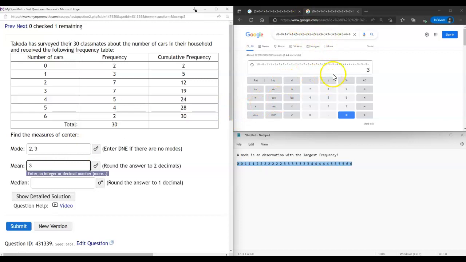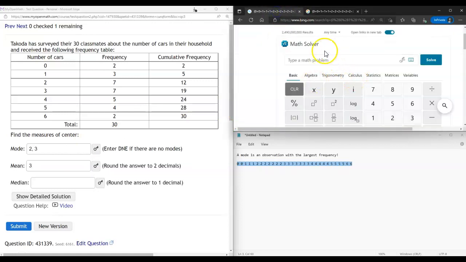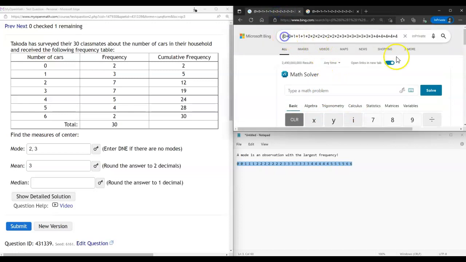Now, if you want to increase the level of understanding here, here's what we do. Instead of typing 0 plus 0, we could have typed 0 times 2. Instead of typing 1 plus 1 plus 1, we could have typed 1 times 3. Instead of typing 2 plus 2 seven times, we could have typed 2 times 7. Same here. Instead of typing 3 seven times, we could have typed 3 times 7.